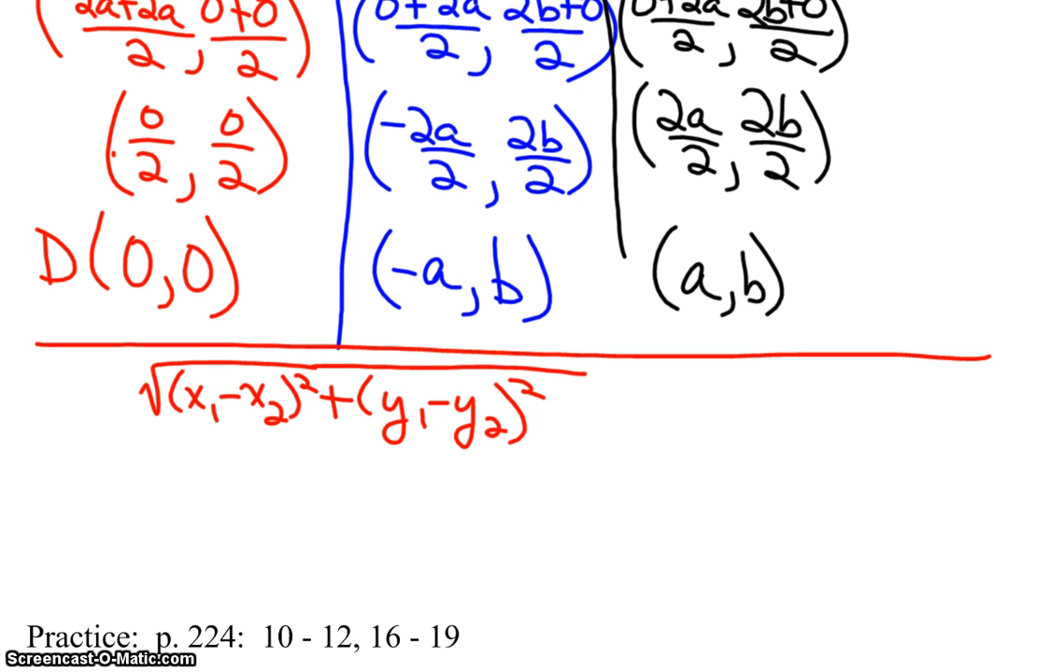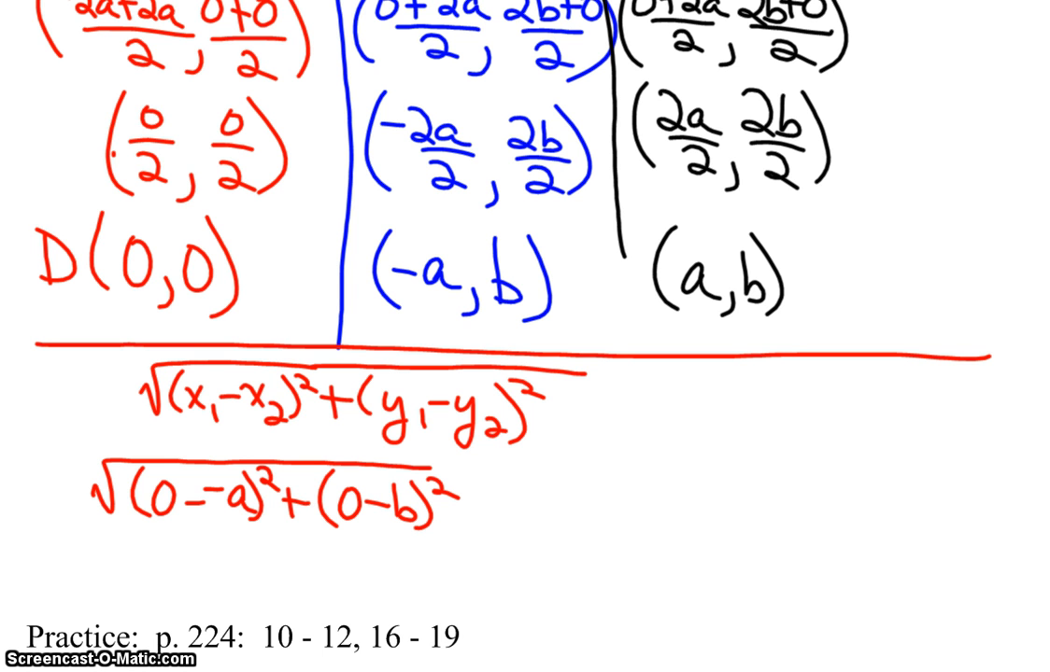So let's start with the blue and the red side. That's going to be the square root of (0 minus -a) squared plus (0 minus b) squared, which is the square root of a squared plus (-b) squared. And remember, when we square a negative, we get a positive, so we get the square root of a squared plus b squared. Now, I don't have any numbers, so I don't have to go any farther.